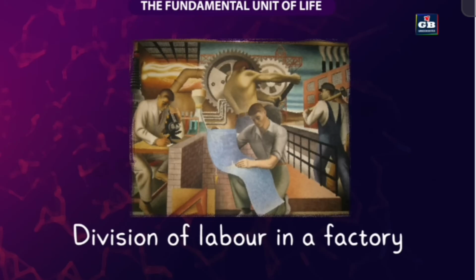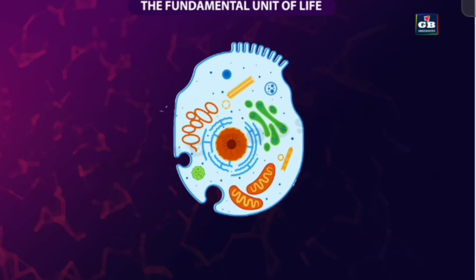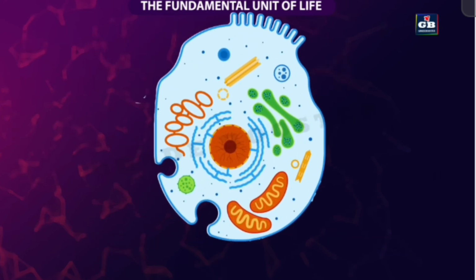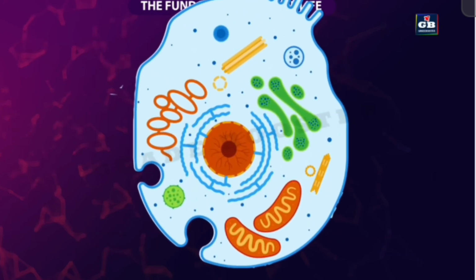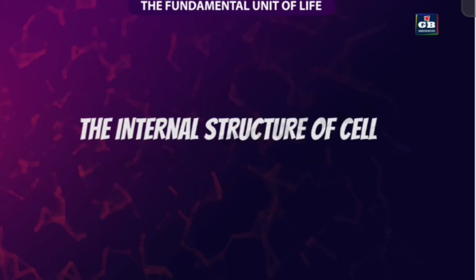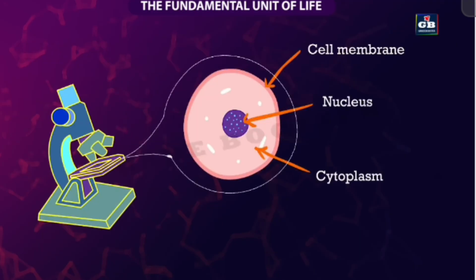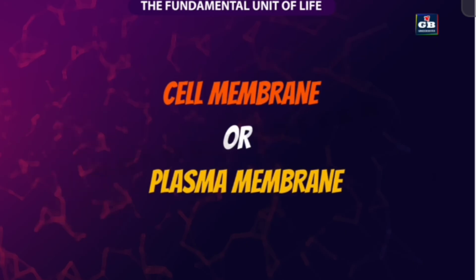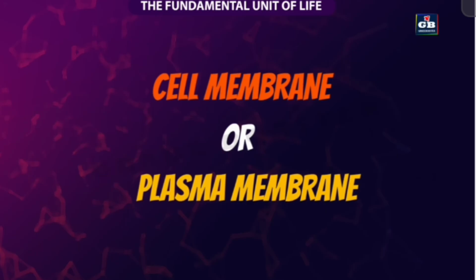We will observe this division of labor inside a cell also. A cell is made up of different parts and each part performs a specific function. Now let us see the different parts of a cell. Generally, a cell has three main parts. They are cell membrane, nucleus, and cytoplasm. Cell membrane or plasma membrane. Cell membrane is also called as plasma membrane.